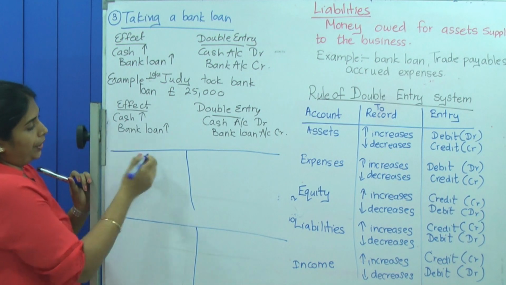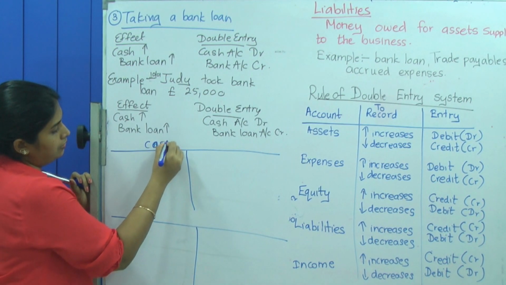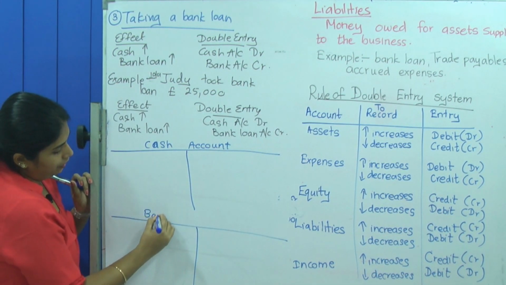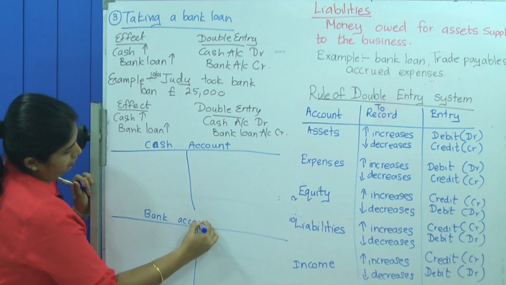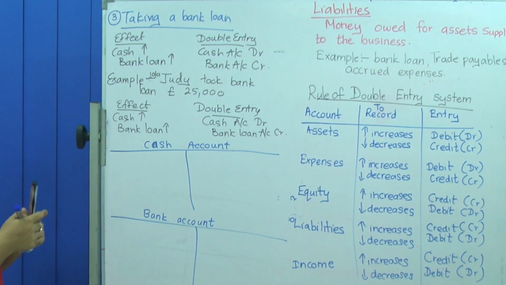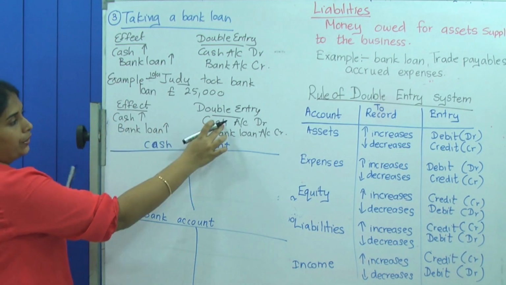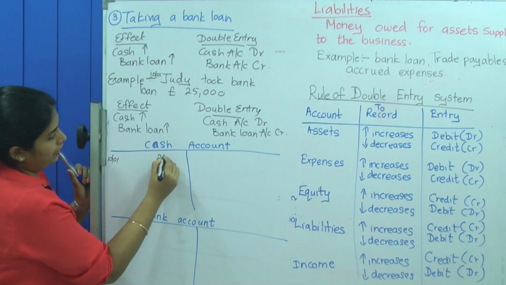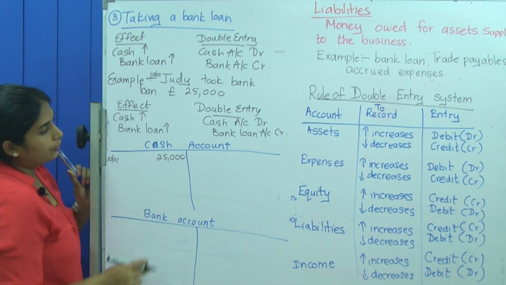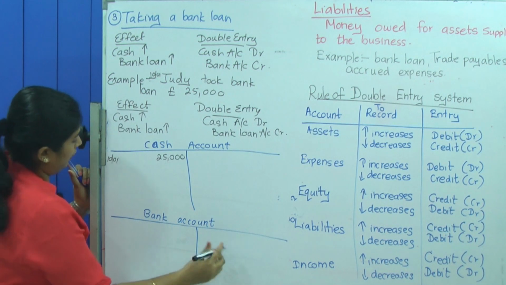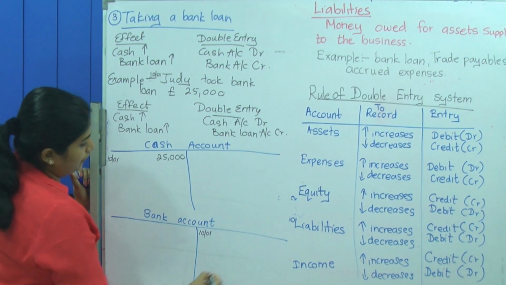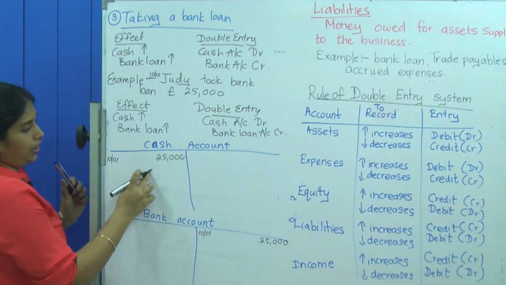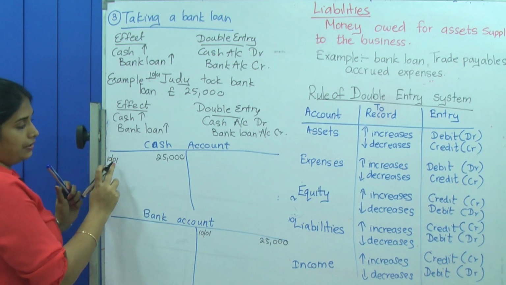So you need two T accounts. One is for the cash account and the other one is for the bank loan account. Cash will be debited. The day is 10th of January. Amount is 25,000. Bank loan will be credited, so you have to write on the right side 10 January 25,000.